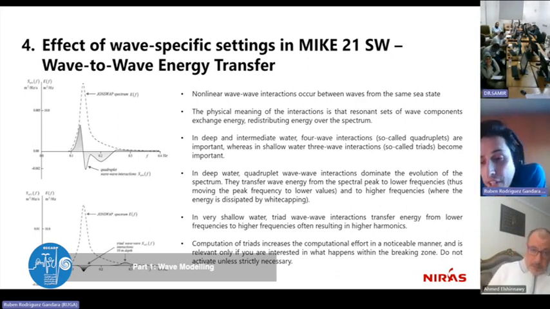So unless you have a very good reason to output or calculate the triad interaction, because we're interested in the very shallow water nearshore current, don't use them. But the quadruplets, you always need to include them because it's one of the most important nonlinear effects of the waves nearshore. And that internal transfer of energy between lower frequencies and higher frequencies will have a massive impact on what is happening to that sea state near the coast.